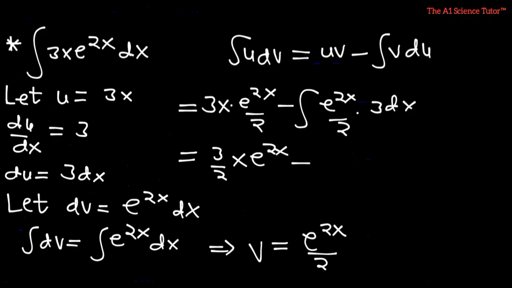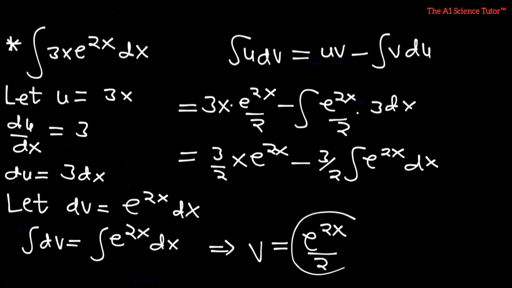And on this side, we could have 3 over 2 taken out. And that should be 3 over 2. And this is going to be the integral of e to the 2x dx. So that is what we have there. Now finally, we need to find the integral of e to the 2x. Basically, that is still going to be e to the 2x divided by 2. Same thing as we had here.